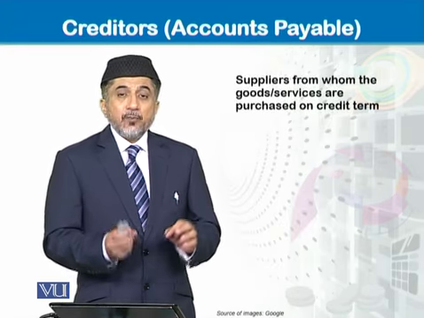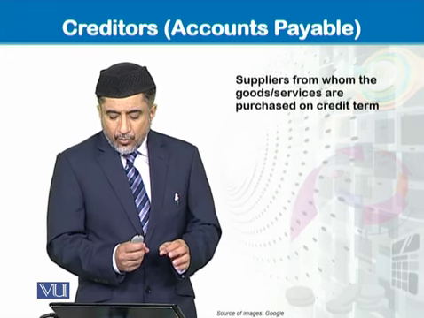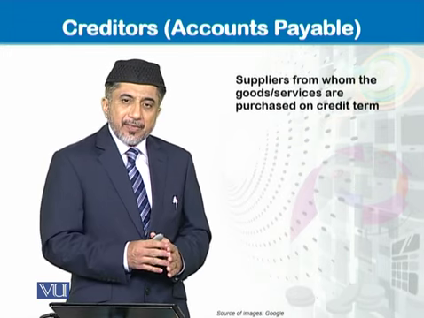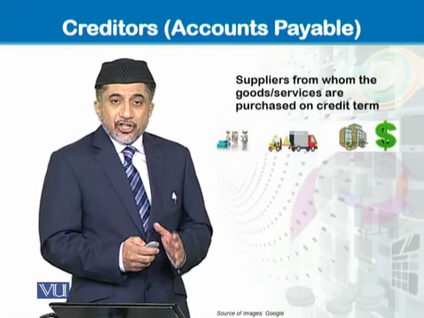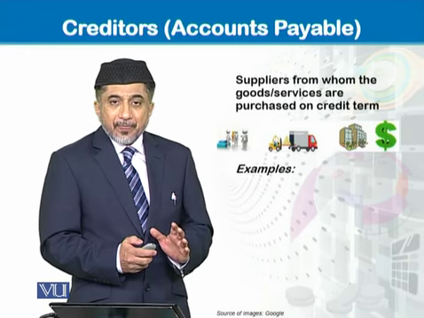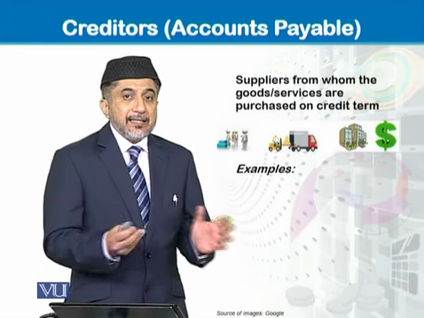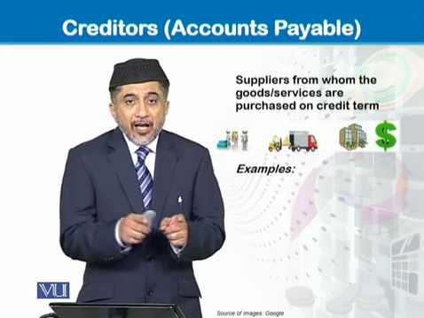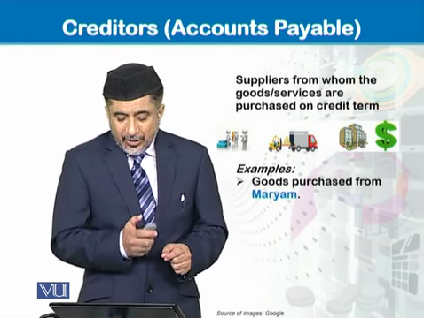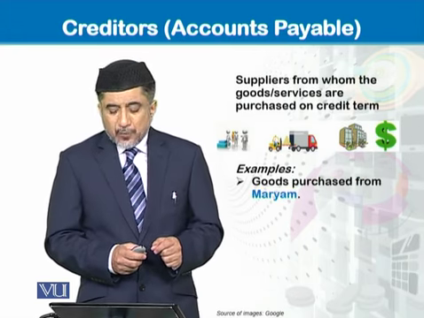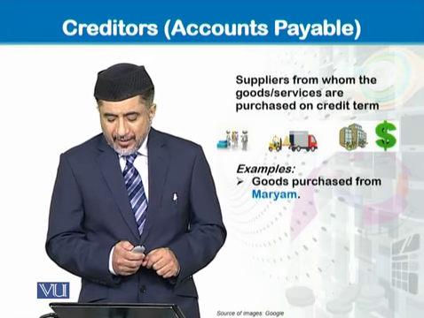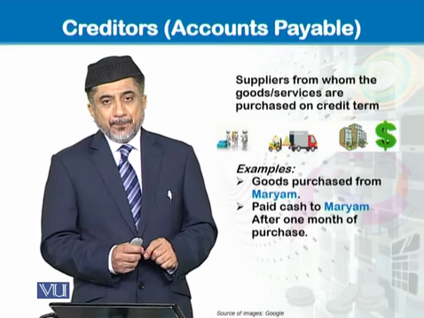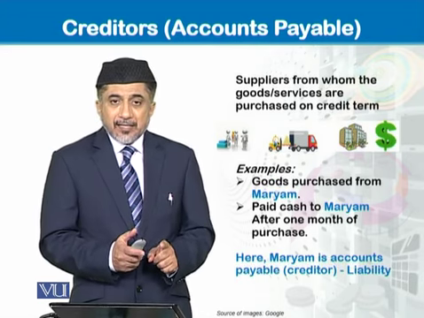Well, creditor is a supplier, in fact, from whom the goods or services are purchased on credit terms. So, these suppliers are in fact creditors or accounts payable to whom we have to make payment. For example, goods purchased from Mariam and cash paid to Mariam after 1 month. So here, Mariam is our creditor.